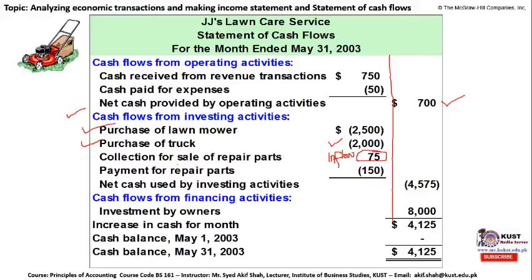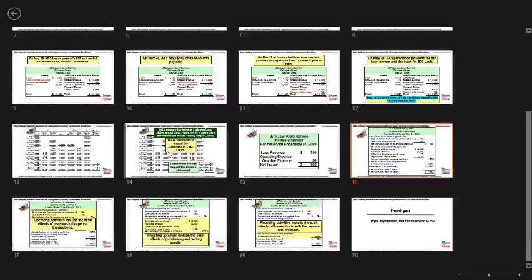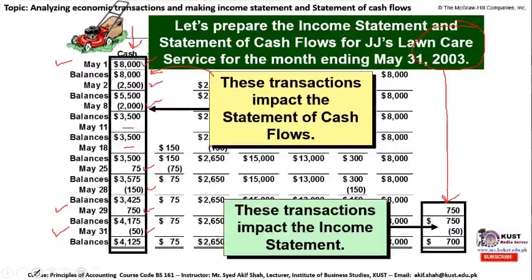Finally, we had payments for the repair parts, where the company has purchased initially $300 worth of repair parts, and after a few days paid JJ Lawn Mower $150 against the liability. Therefore, 150 has been mentioned. We can directly collect this data from the first column of the accounting transactions.